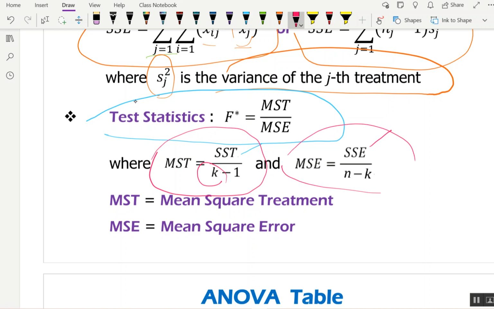So what is N minus K? N is the sample observations, the whole set of observations that you get. Let's say you get 16. So 16 minus the number of treatment groups. So this is MST and MSE. You divide MST by MSE and you will get the calculated version of this F statistic, which you need to compare with the one that you get from the table. Basically MST is the mean square treatment and MSE is the mean square error.